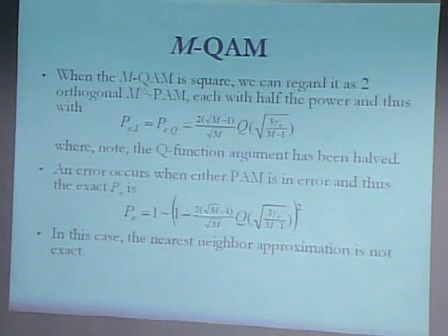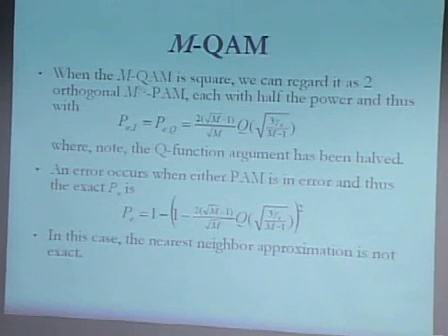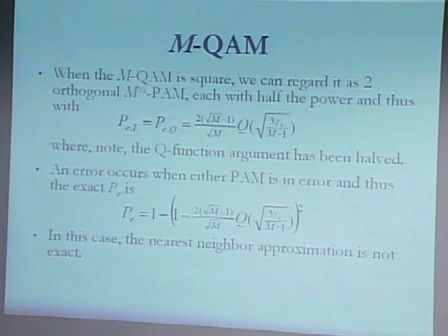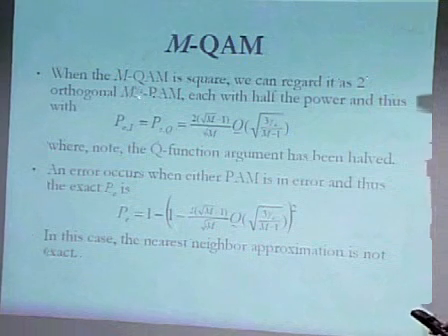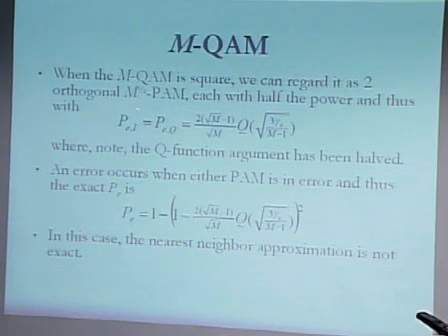Now, for square QAMs, we can use the same trick that we just used for BPSK. So we can express a square QAM as the product of two orthogonal PAMs. If you have an M-QAM, we can express it as the product of two orthogonal PAMs with square root of M points, right? So square root of M times square root of M is going to give us M. For example, a 16-QAM is the product of two 4-PAMs. Each will have the power. Remember, the power has to be divided by half, right? So half the power goes on the in-phase, half on the quadrature.